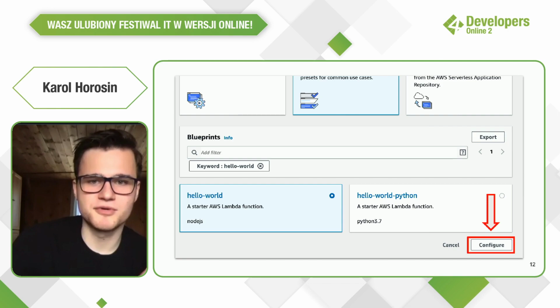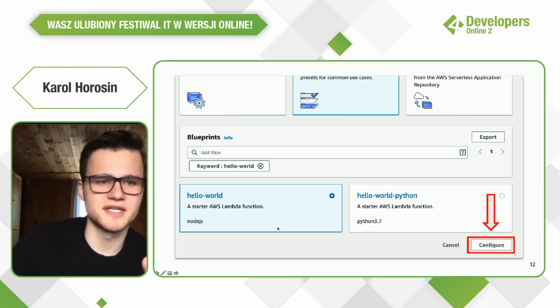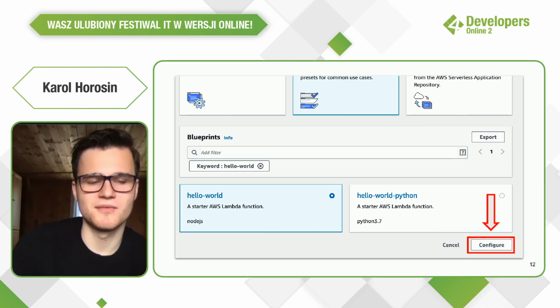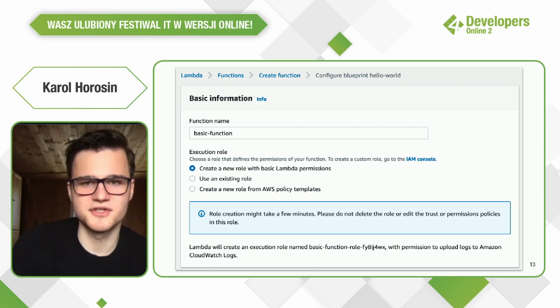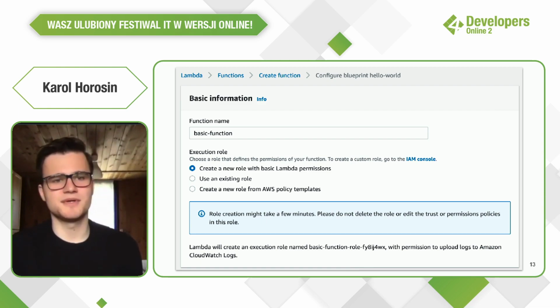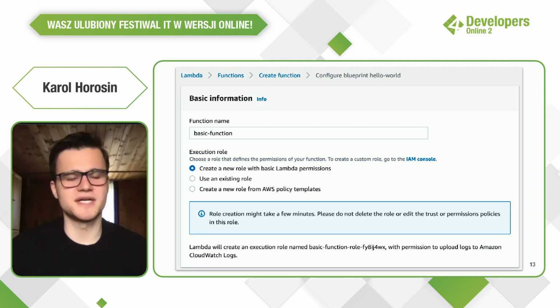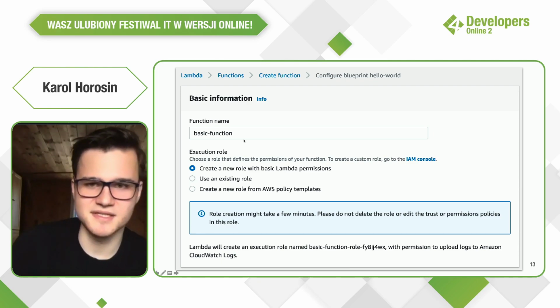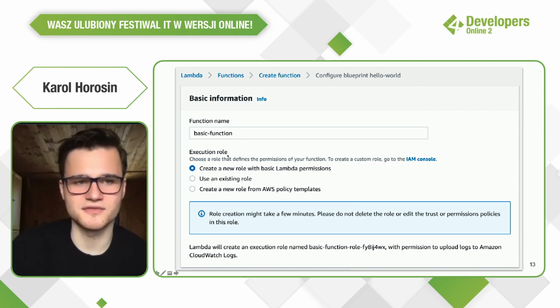So we use a blueprint, and there are some examples. If you search for "Hello World," you can get "Hello World" with Node.js. So let's do that. Let's configure. The next step, if you're not familiar with AWS, might be weird. So function name is easy. It's the way you identify your function.